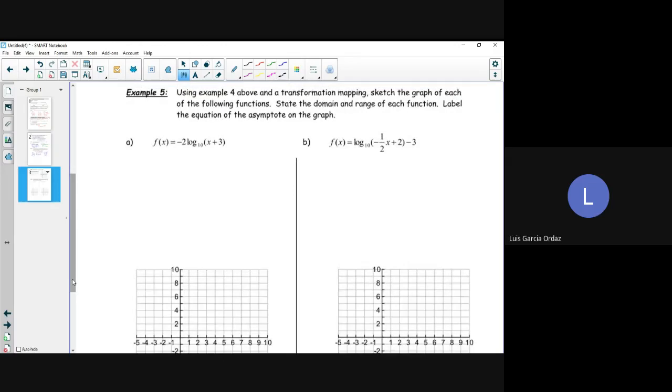So for number 5, we want to use example 4. The points above, I'm just going to write them down for you: 1/10 and negative 1, 1 and 0, and 10 and 1. We want to find the transformed points, state the domain and range of each function, and label the equation of the asymptote on the graph.